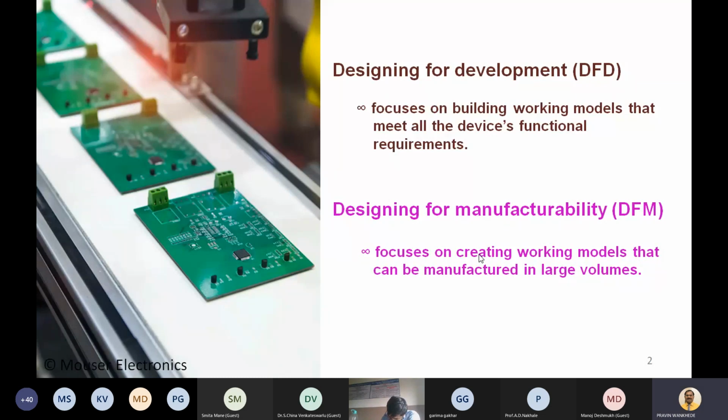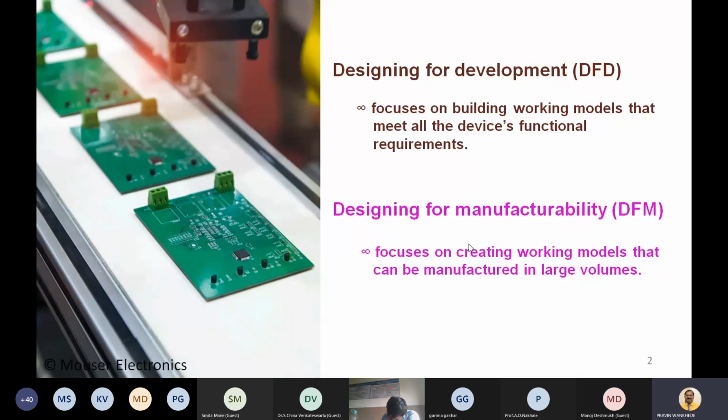Now the other kind of designing comes, that is called designing for manufacturability. Designing for manufacturability focuses on creating working models that can be manufactured in large volumes. That is very important. It is not necessary that the designing for development, that is the first case, whatever product you developed, will be ready for manufacturing.